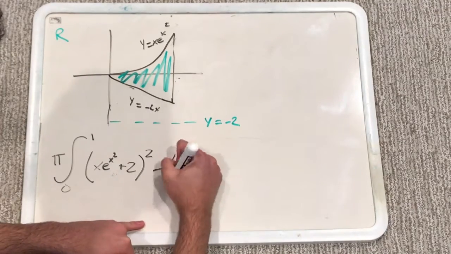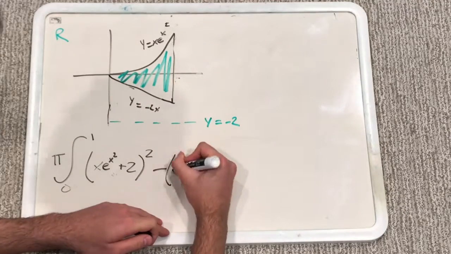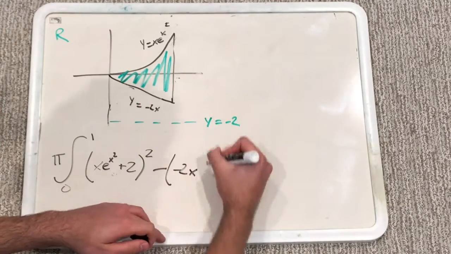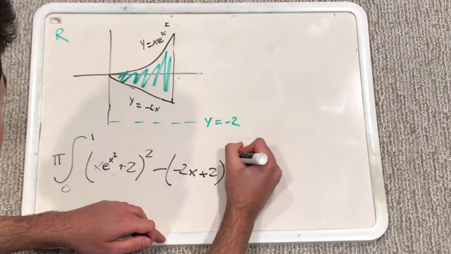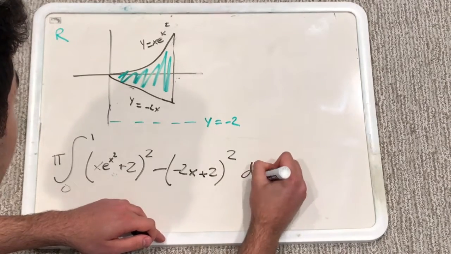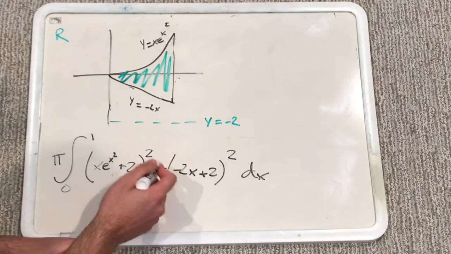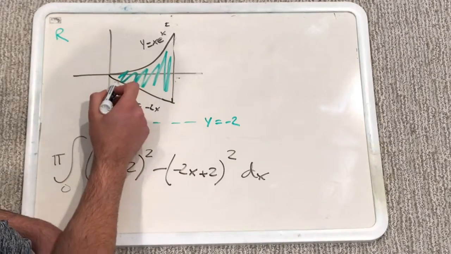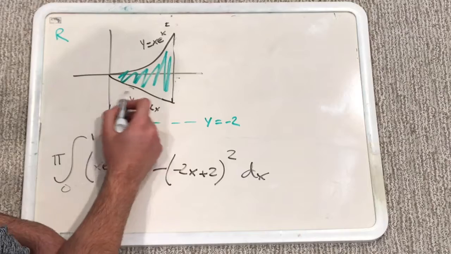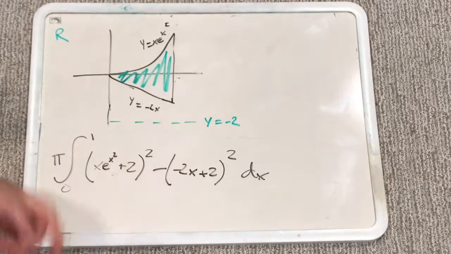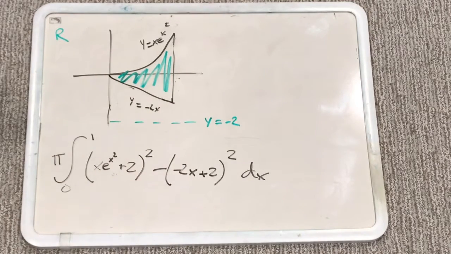And then you subtract that from the second line, which is negative 2x minus negative 2, which is plus 2, all squared. This will be done with respect to x. And again, we're going to be doing the subtracting because we don't want this region right here. This region right here, we don't want to be included, so that's why we do the subtraction. So this right here will represent the volume of R as it is rotated about y equals negative 2.